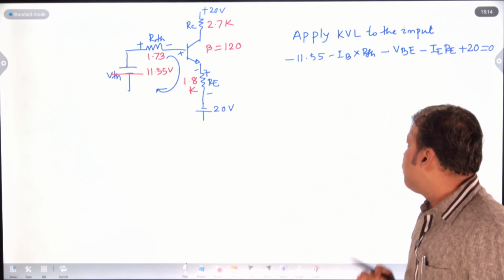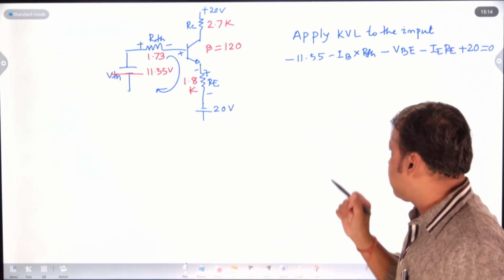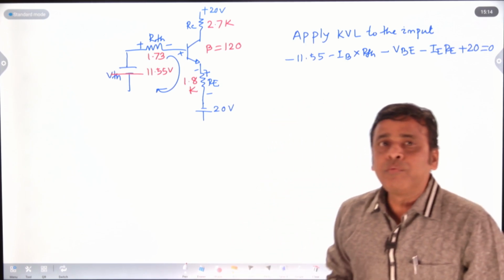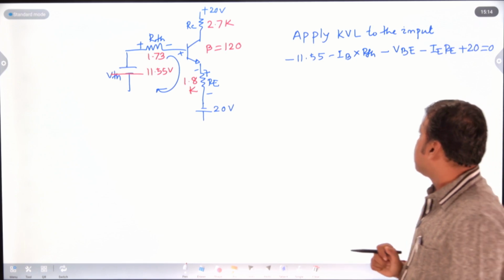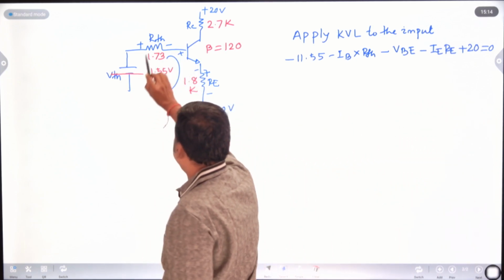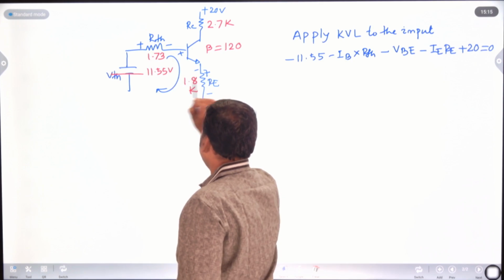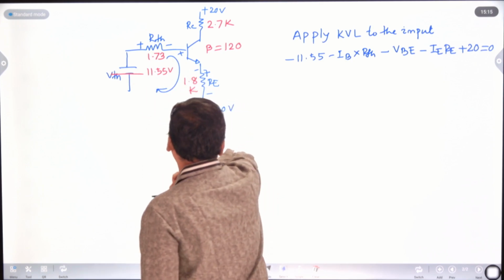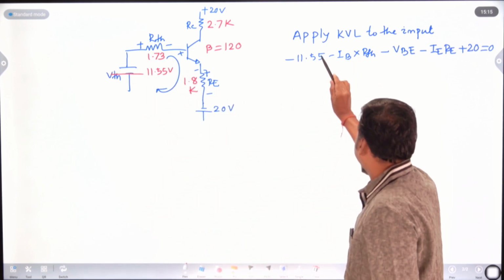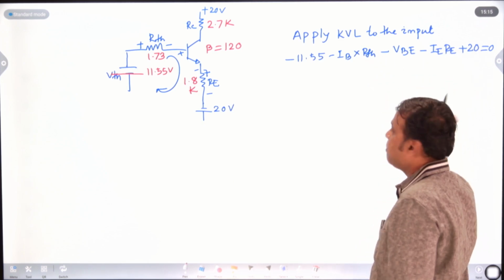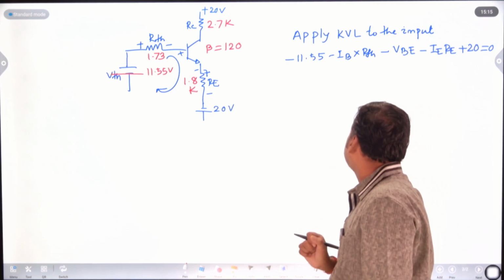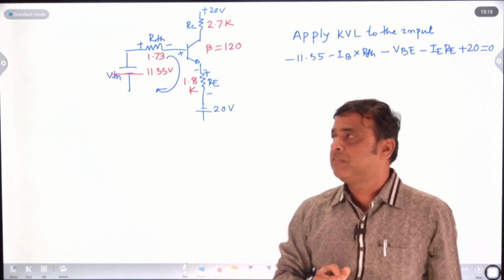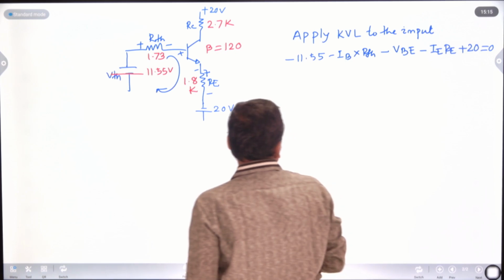So you just move in a clockwise direction and apply KVL. If you move from plus to minus, consider minus. If you move from minus to plus, that will be plus. So here the equation is like this. There are drops, 2, 3, 4, and there is a potential 5, so there will be 5 terms, 1, 2, 3, 4, 5. You have to ensure that the sum of the voltages in a closed loop is 0.